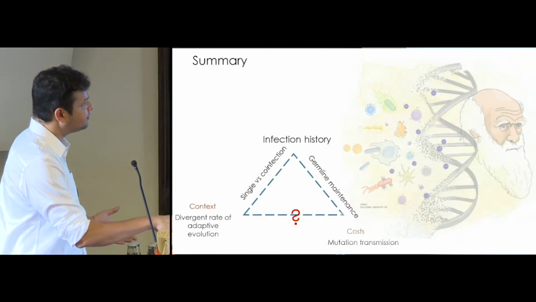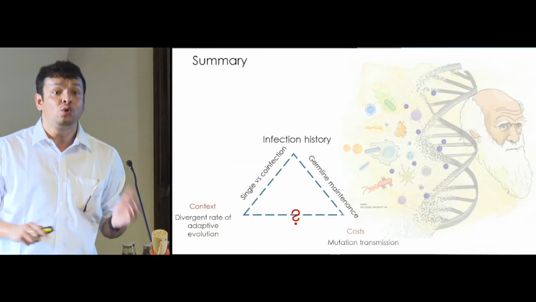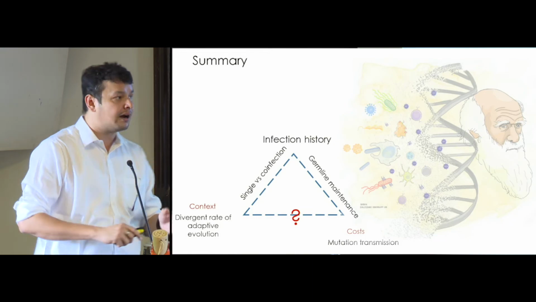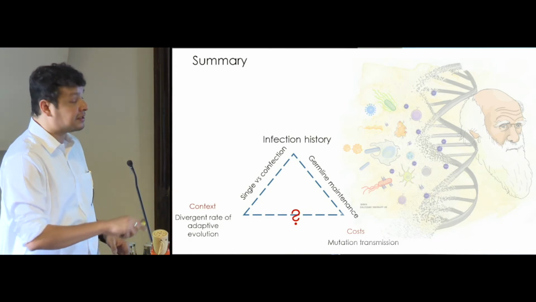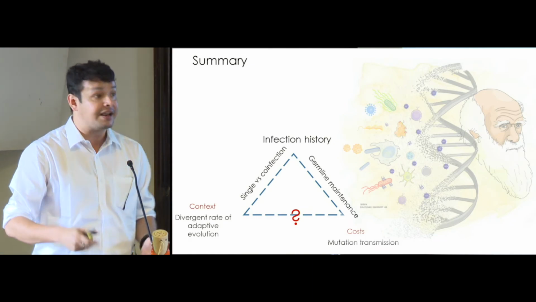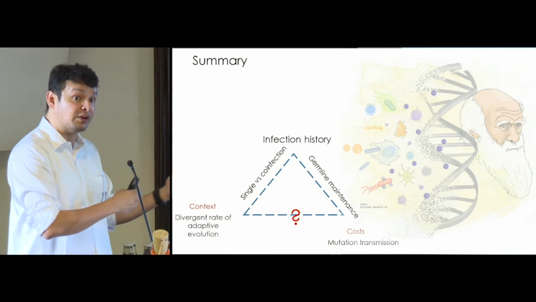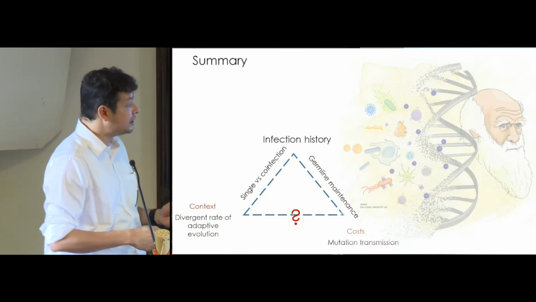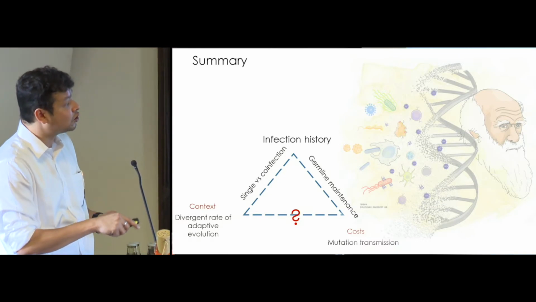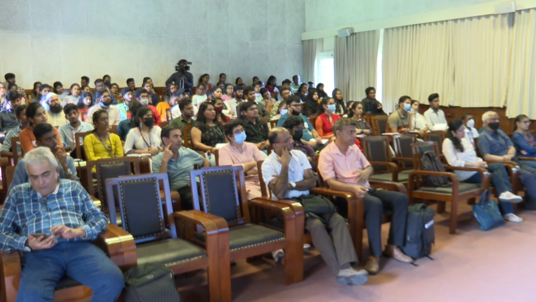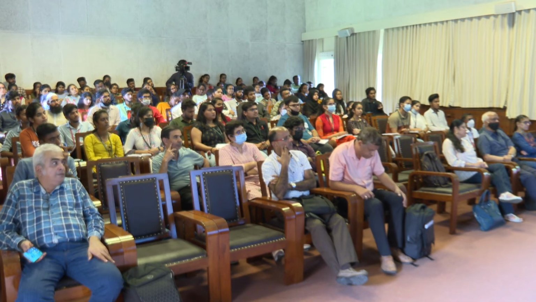So, to summarize, two things that I tried to touch upon briefly: infection history, as a matter of whether it's a co-infection or a single infection, one could see divergent forms of evolution, divergent immune responses against these pathogens. And the second thing that we found is the evolution of germline maintenance to reduce the cost of mutation transmission.